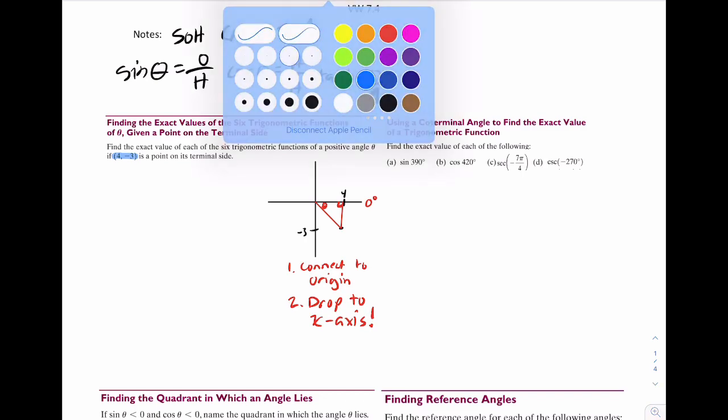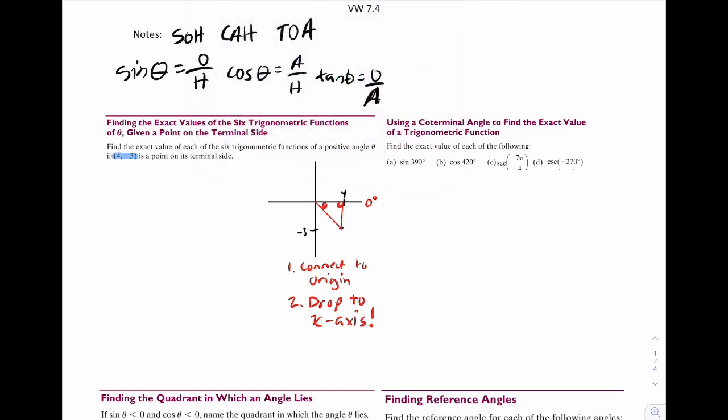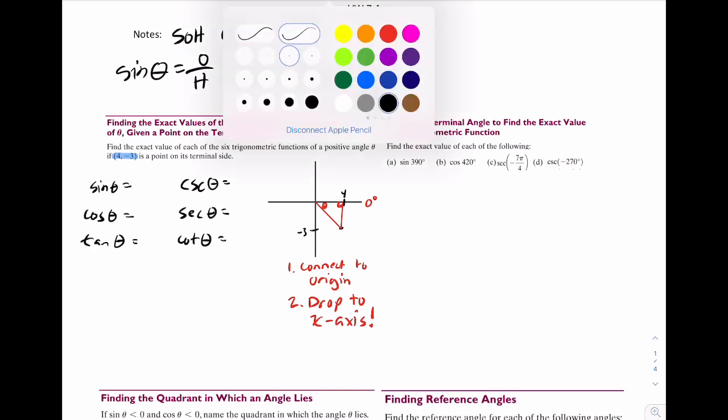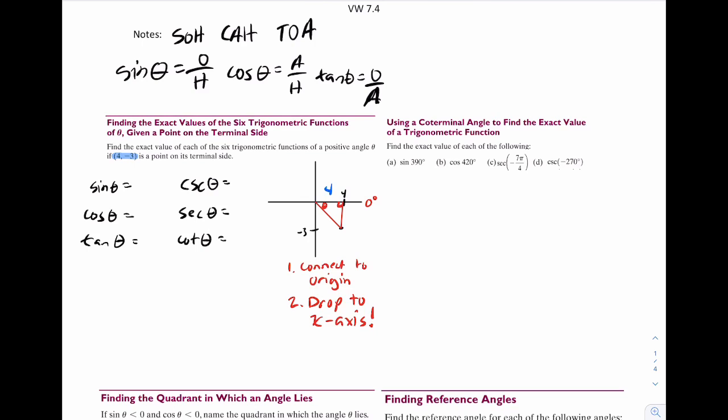Now, to figure everything out, we're going to start by writing our 6 trig functions: sine theta, cosine theta, tan theta, cosecant theta, secant theta, and cotangent theta. And on our triangle, we're going to fill in the legs. So we know that this is 4, and this is important. Even though the distance on the opposite is 3, you write -3 because we're talking about components. This isn't really geometry. It's more the y component of this triangle.